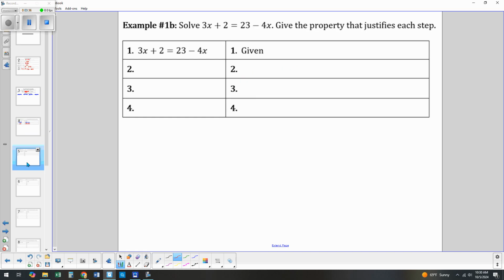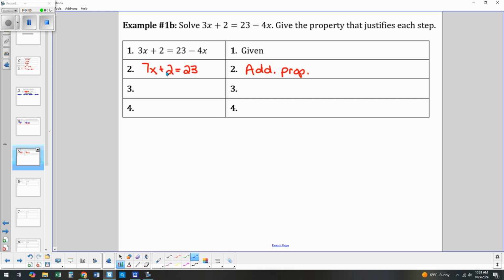Let's do another one together. So here I have x's on both sides, so I usually want to get all the x's together. I'm going to start by adding 4x to both sides. And if I add 4x to this side, I get 7x. And if I add 4x to this side, I just get 23. So that was the addition property.